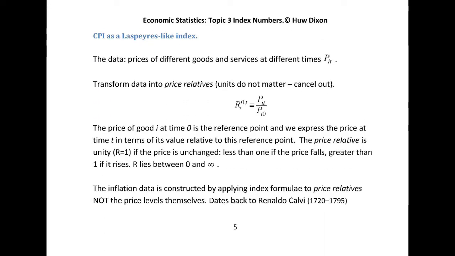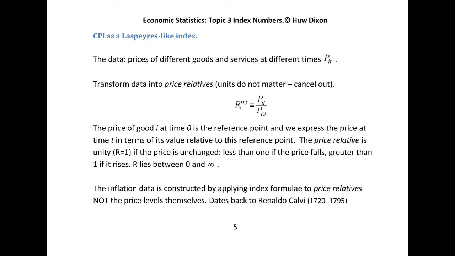So this brings us to the CPI, and it's a Laspeyres-like index, and I'm just going to show you why people say that and why it is, and also why it isn't. So the data for CPI is quite clear. You've got prices of different goods and services at different times. These are the p_it, p subscript it, the prices of good i at time t, where i is a large number, many, many goods. So what you do is you transform the data into relative prices.